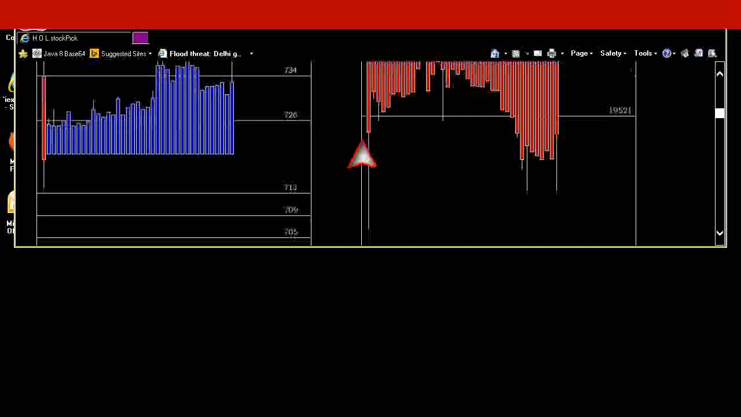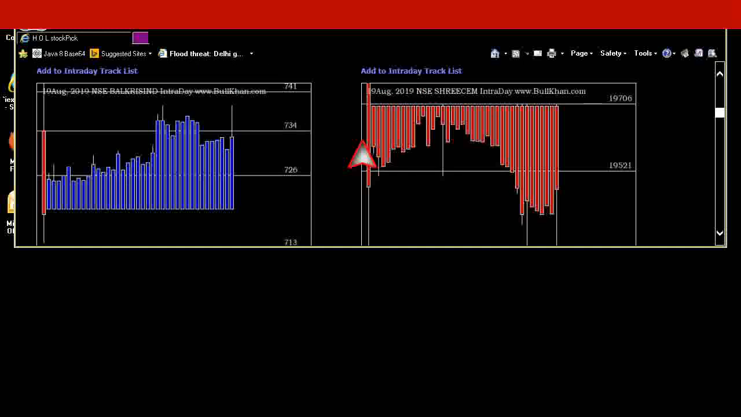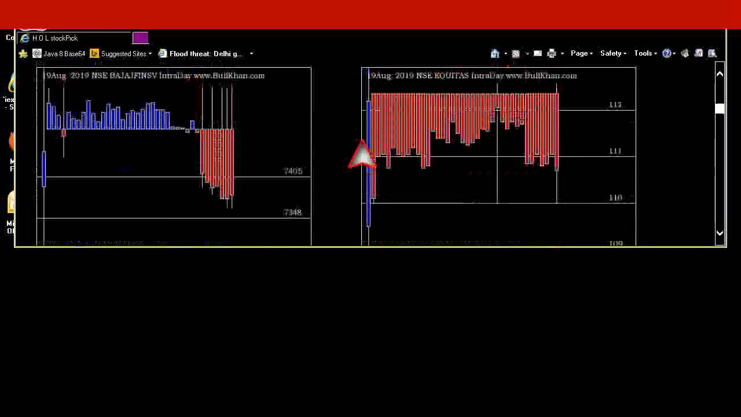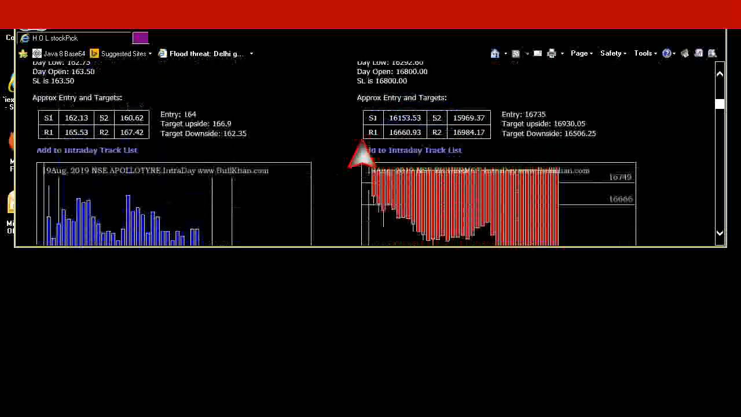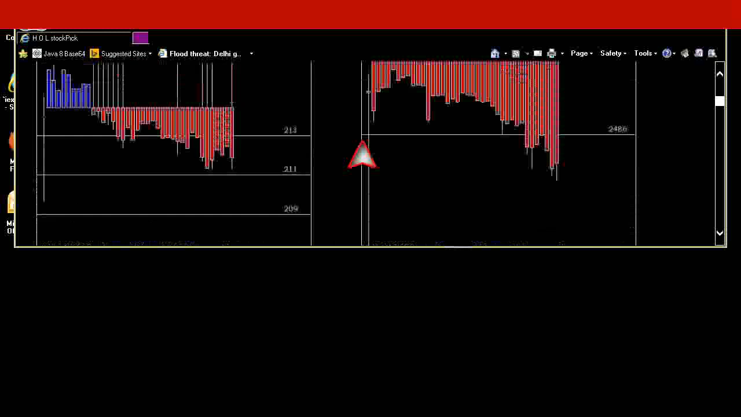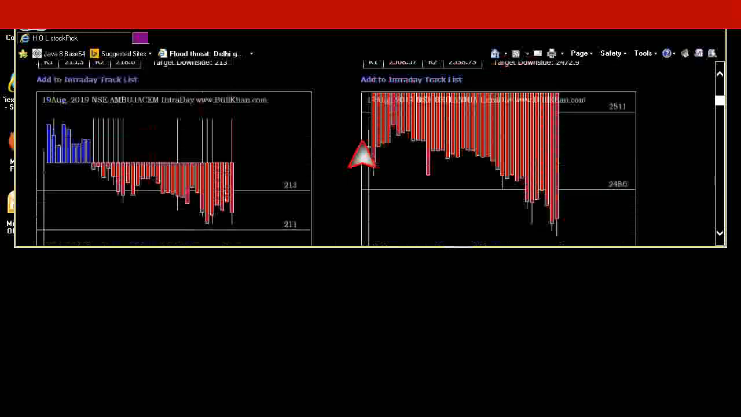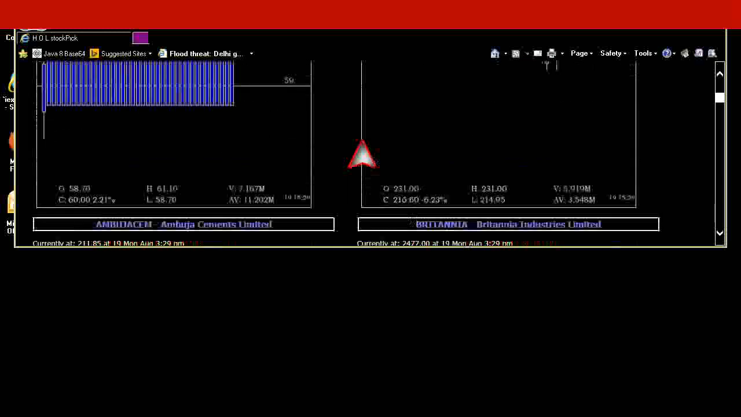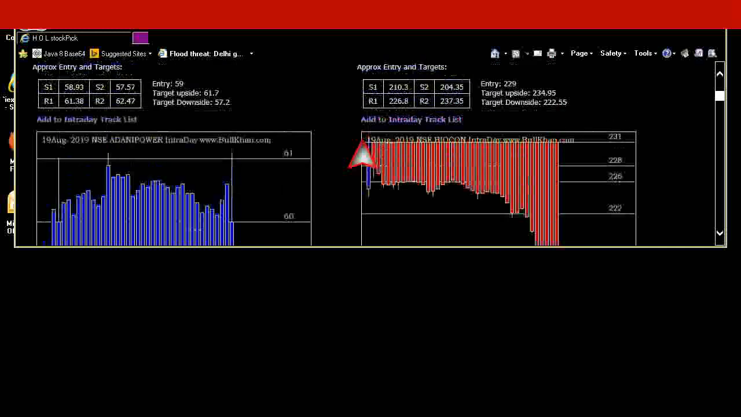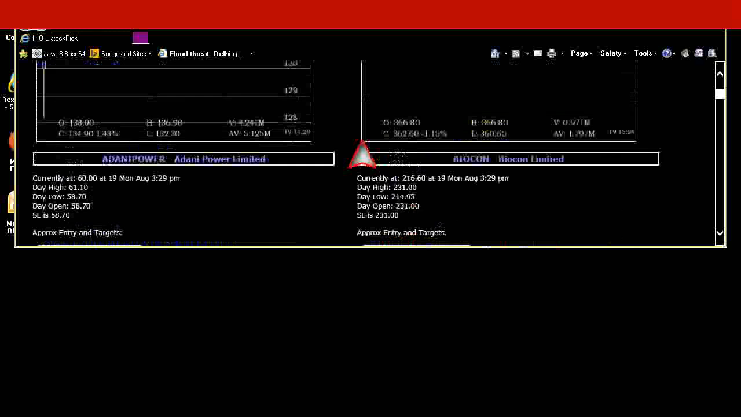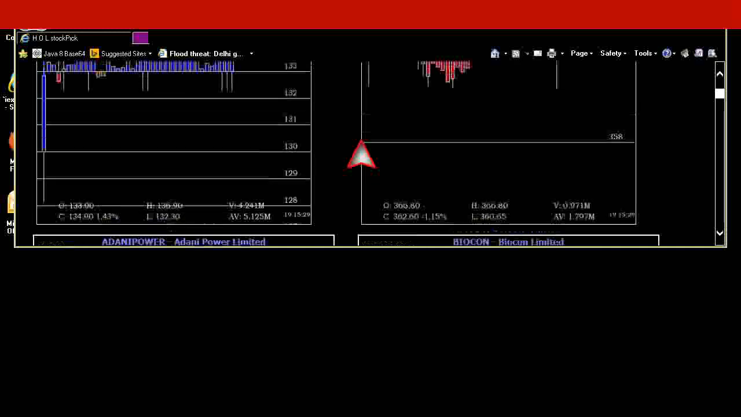Take a look where the stock is opening, where the stock is closing, how low it is going. Here, everywhere, all the sell side stocks, please take a look. Each of them is doing really nicely. Look at the amount of profit you could have made if you were using this HOL scanner of bullkhan.com.